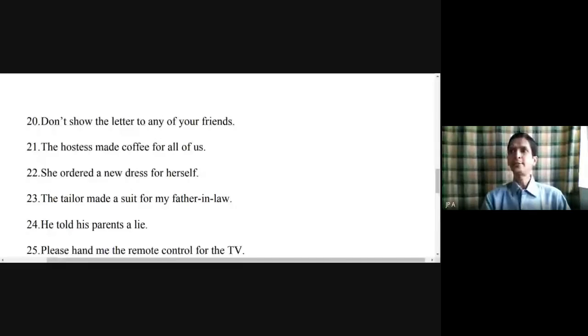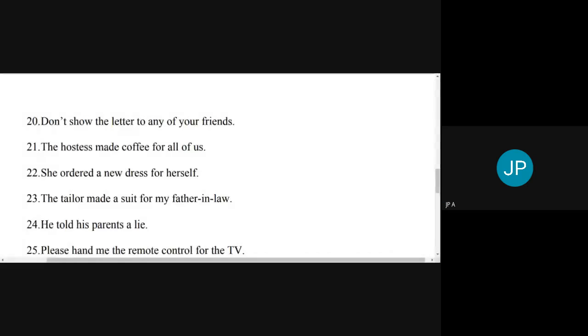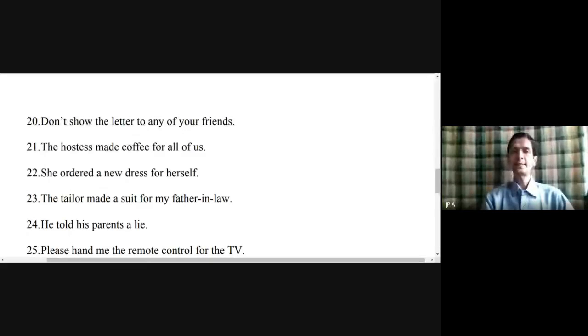Okay, the next one. She ordered a new dress for herself. Ordered is the verb. And ordered what? I mean direct object. A new dress. A new dress is the direct object. For whom or to whom? For whom? Herself. Herself is the indirect object.